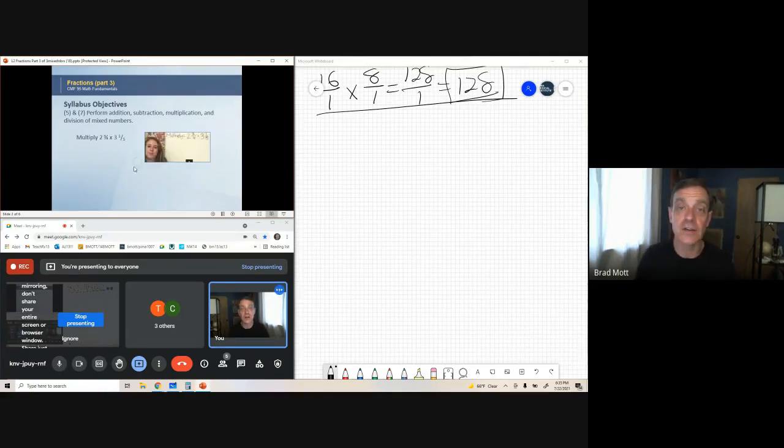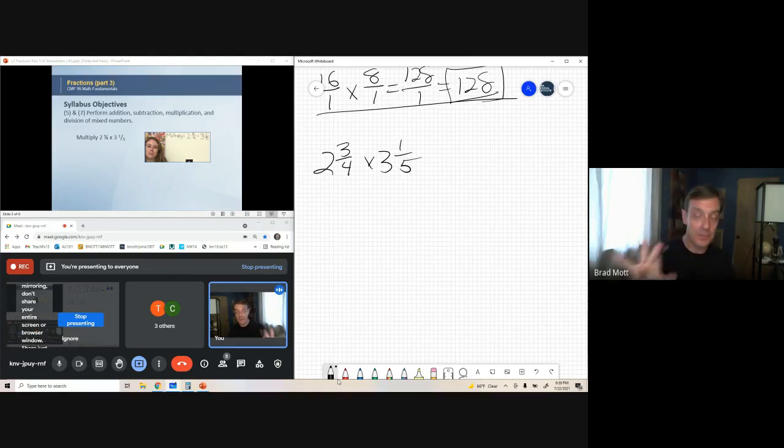proper and improper fractions. So our first example, we're going to be multiplying 2 and 3/4 times 3 and 1/5. So first step, you'll be using those skills of converting mixed numbers into improper fractions to turn both of those into improper fractions. The 2 times 4 is 8, plus 3 is 11/4, right? Times 5 times 3 is 15, plus 1 is 16/5. And now it just becomes a multiplication problem.